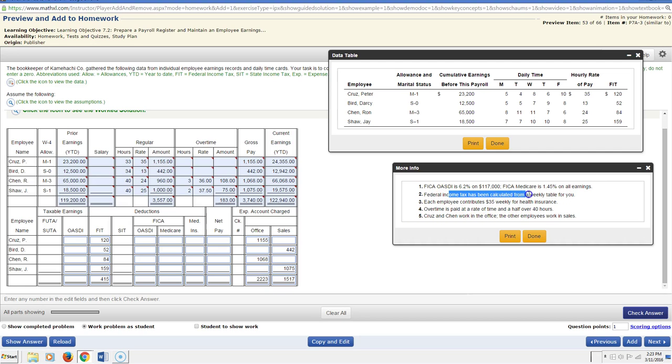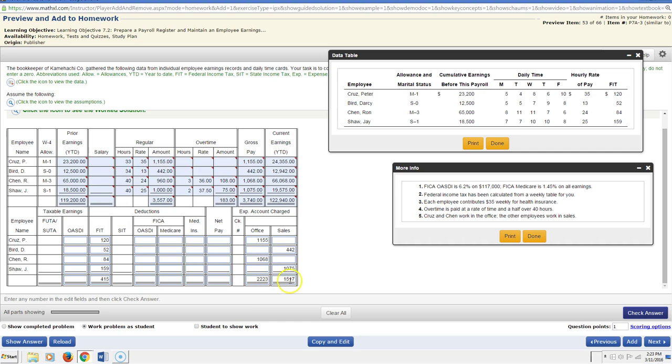They're telling you that the income tax has already been calculated. We've already talked about that. Each employee contributes $35 for health insurance. Over time, we already got that in there from the top part. Now, what I did over here, you're going to have to do this when you complete the problem, but these two people, Cruz and Chen, are office employees, so that when you take the rest of your register, you have to categorize the employees as to what cost center they work in. So you have office employees and you have sales staff.